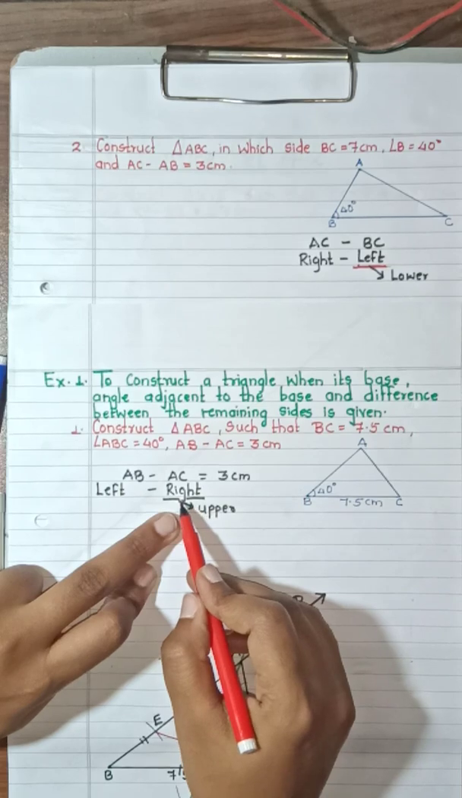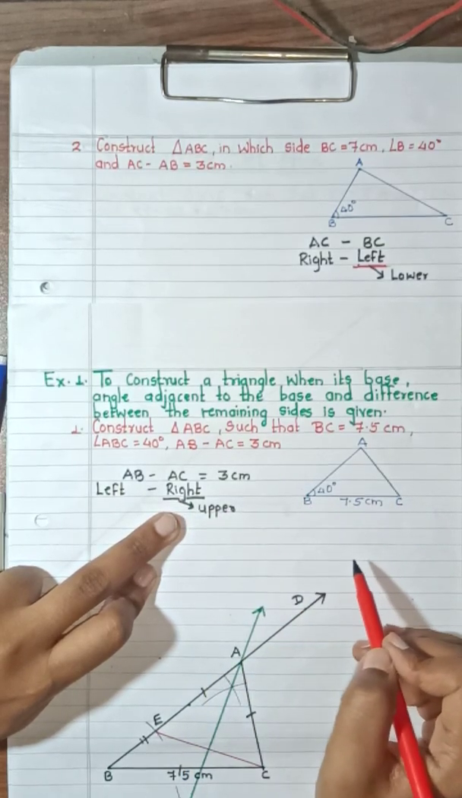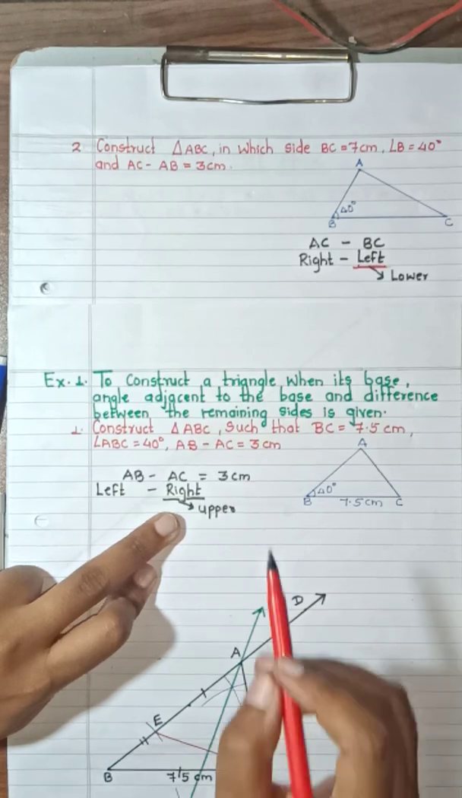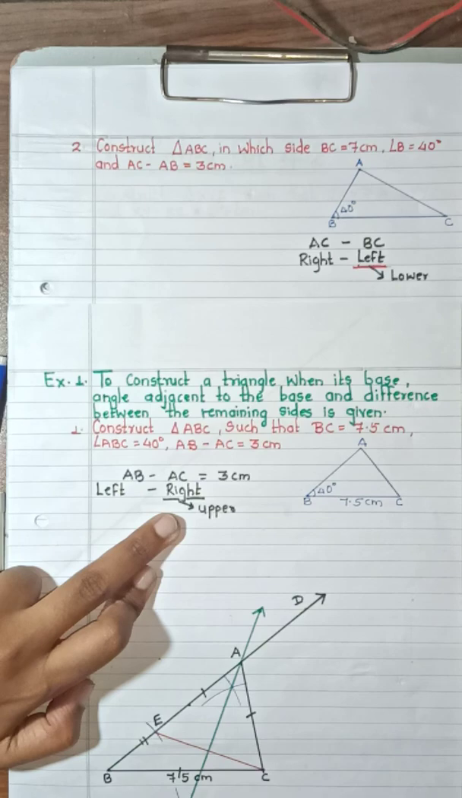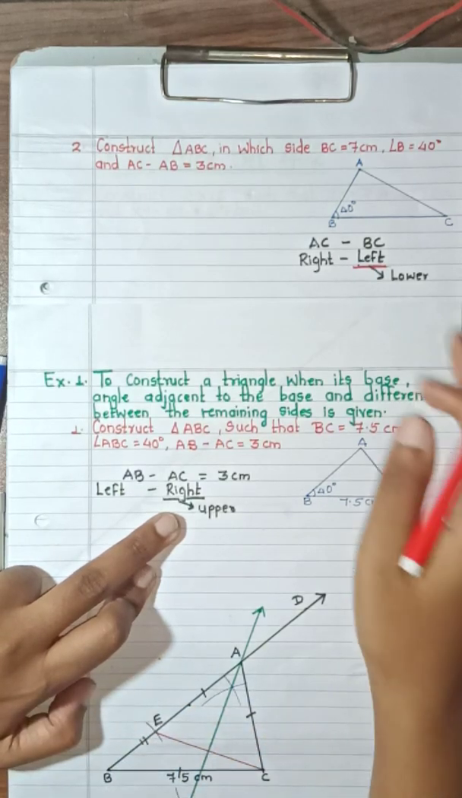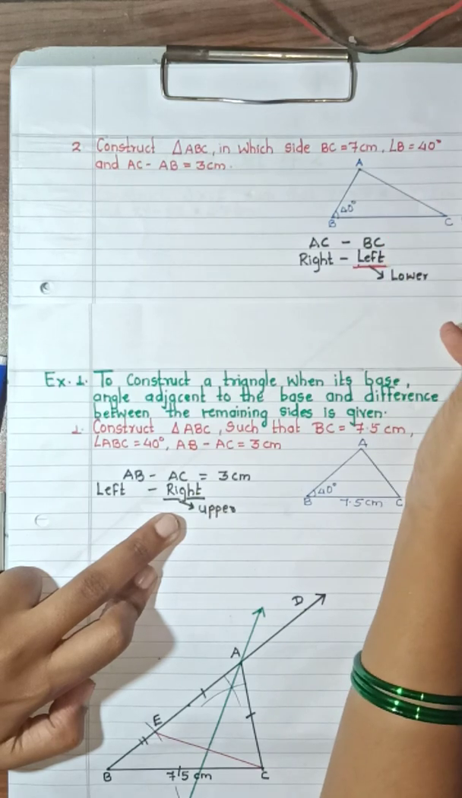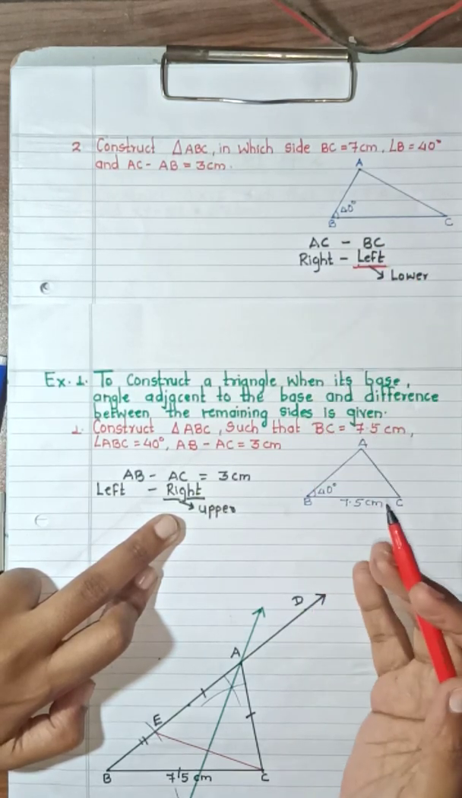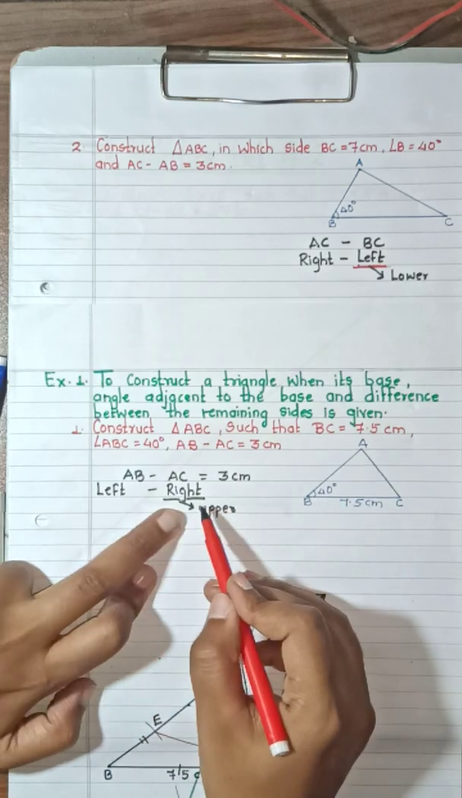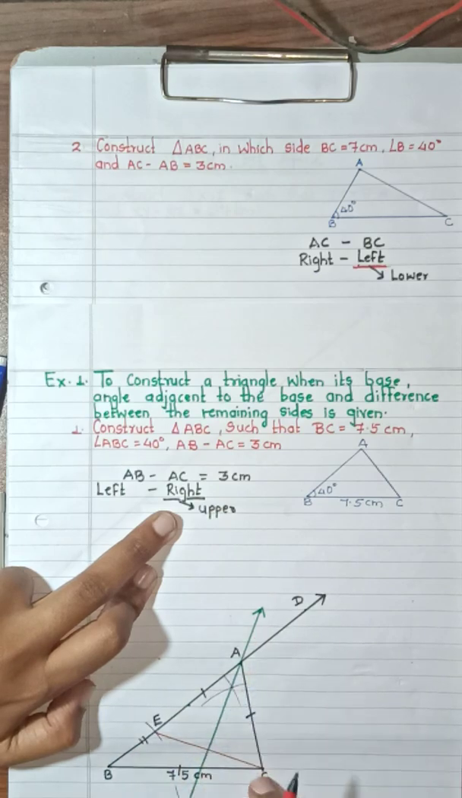Understood? What you have to do here? Whatever base they have given you, below that you have to draw the perpendicular bisector. Got it? You will understand as I construct the triangle. But remember, this is a trick. You don't have to write it in your exam. You can write it as rough work. When it comes right minus left, then you have to draw the diagram below. And when it comes left minus right, then you have to draw the diagram above. Got it? As we have drawn this diagram.